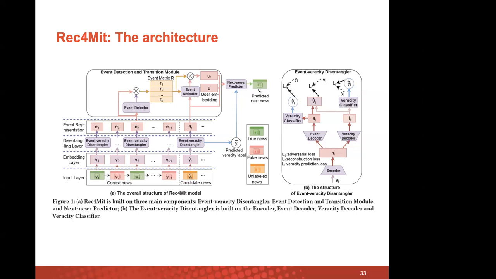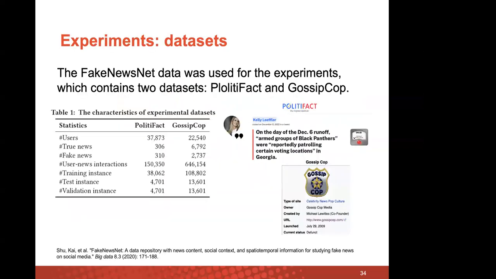Okay, so from both these parts, put them together, we make the next news recommendation, because from the modeling of the transition of the events and the user interests, we can model the user interest so that we can do the next news prediction. And also the veracity information tells us whether we should give this recommendation or not. Only when it is true, we give this recommendation.